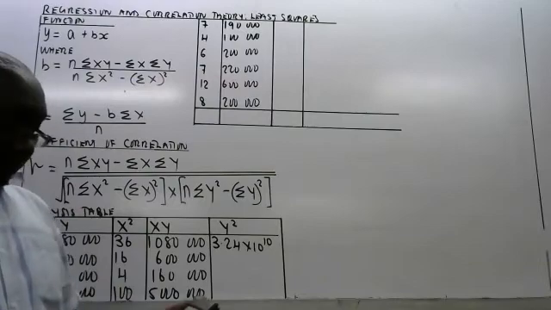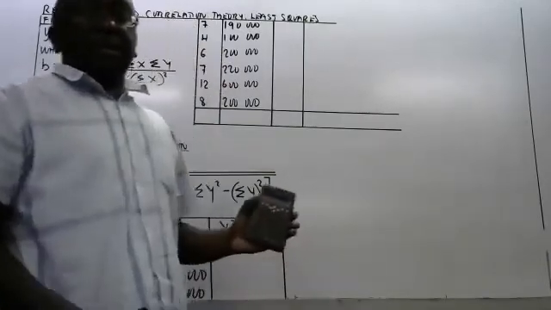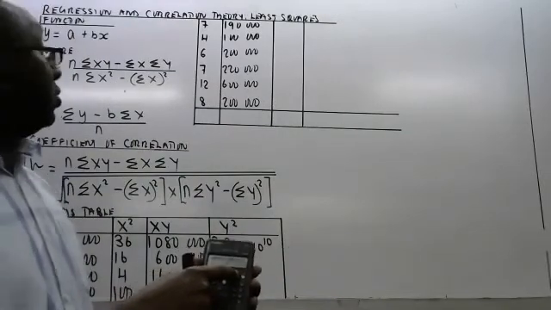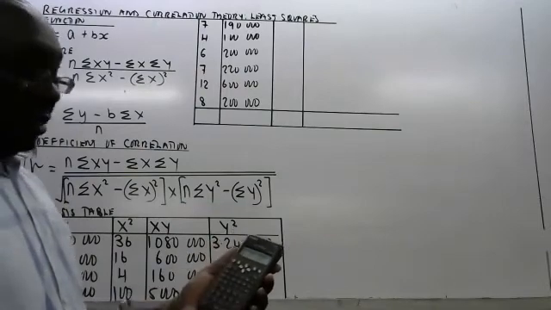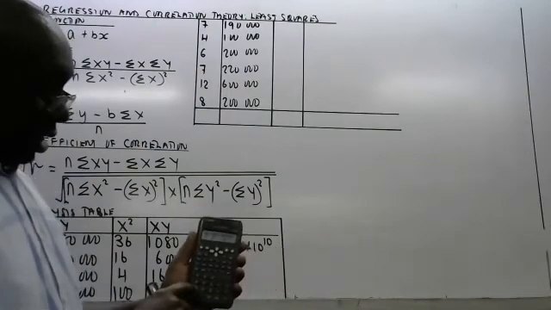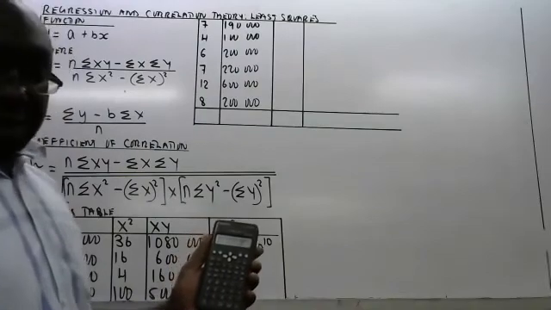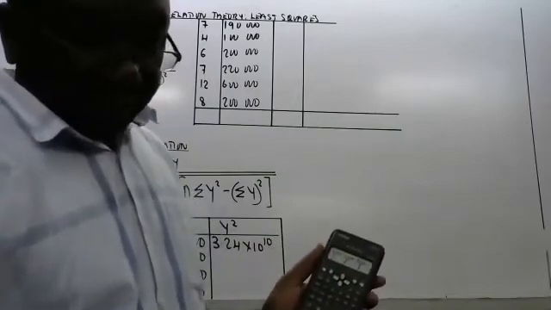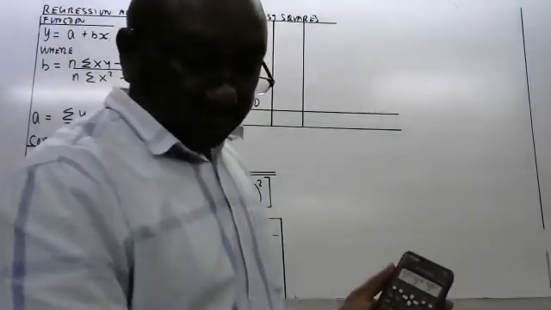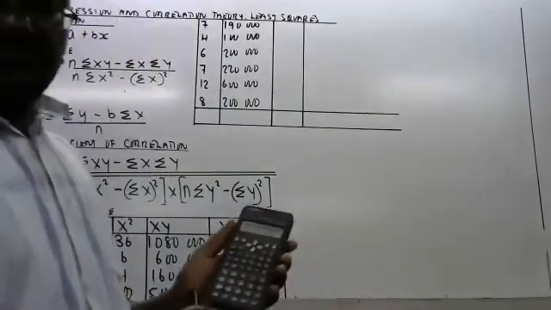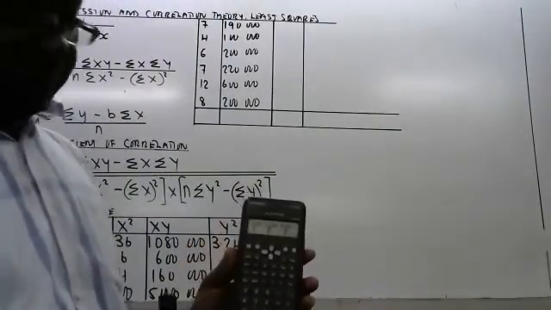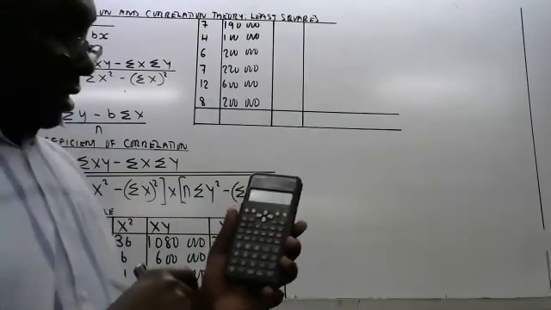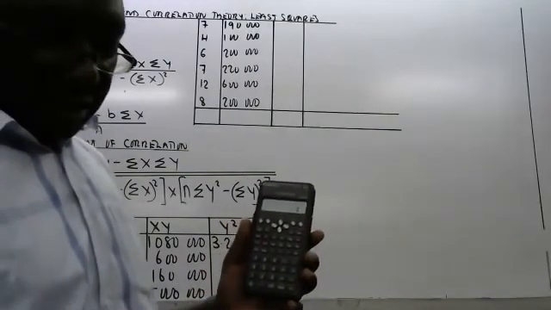Okay, good. So we said you press mode until you see regression, REG. You press the number that is below it. Then you see LIN. You press the number below it. And then now we start entering the values.